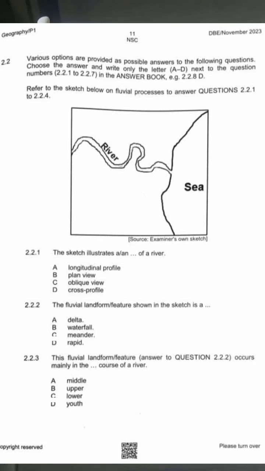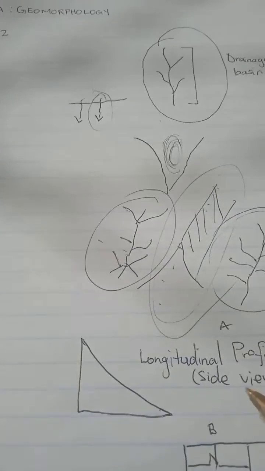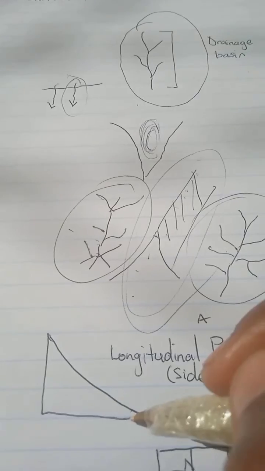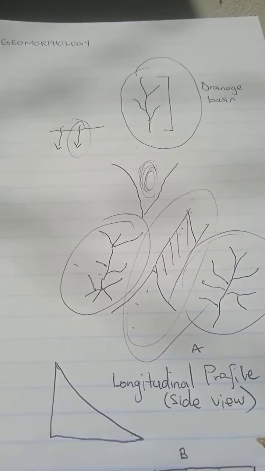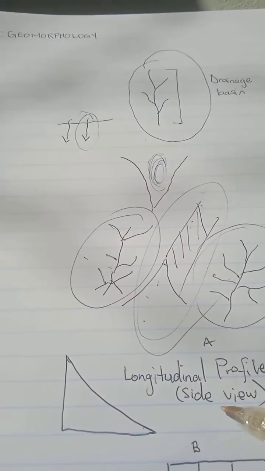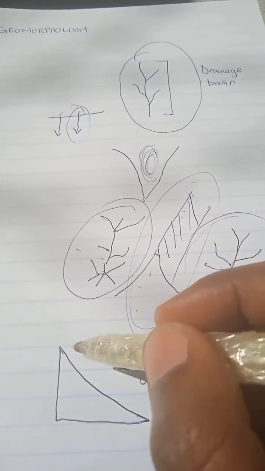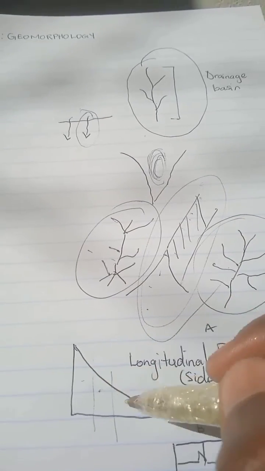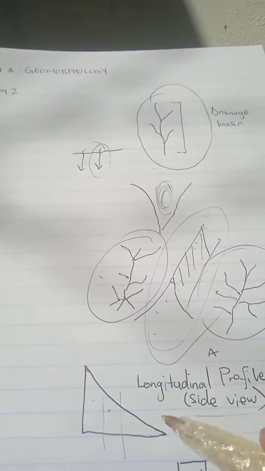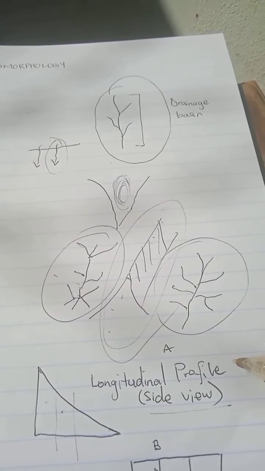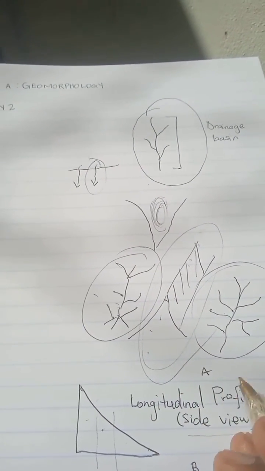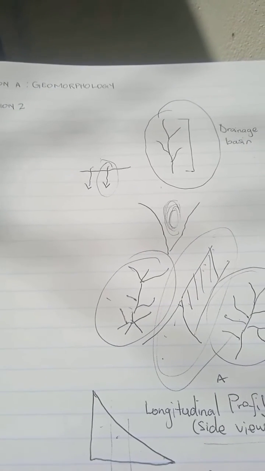So let's start with A. Is it illustrating a longitudinal profile? Remember, a longitudinal profile is a view of a river from the side. This is what you would see if you were to look at the longitudinal profile of a river. It's a side view. I'm sure you remember this profile where we divide it into upper, middle, and lower course. So this cannot be a longitudinal profile, guys. This is not the view that we see here. Let's head on to the next one.